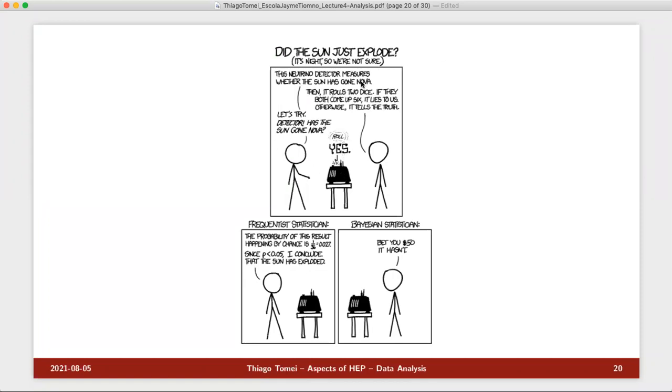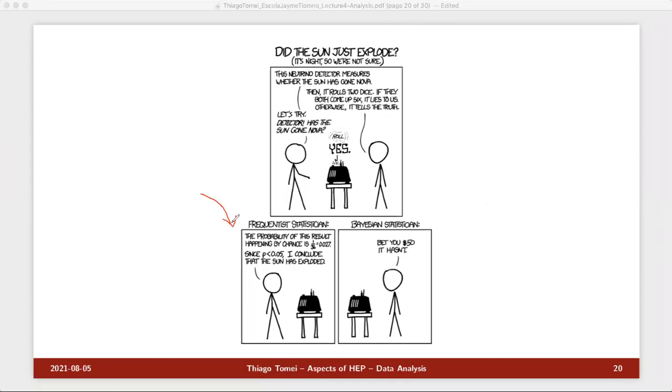Then the thing is that it detects the neutrinos, and then it rolls two dice, two six-sided dice. If they both come up 6, it lies to us. Otherwise, it tells the truth. And then you activate it. The detector has the sun go nova, and then it will roll the dice and say yes. What do you do with this information?